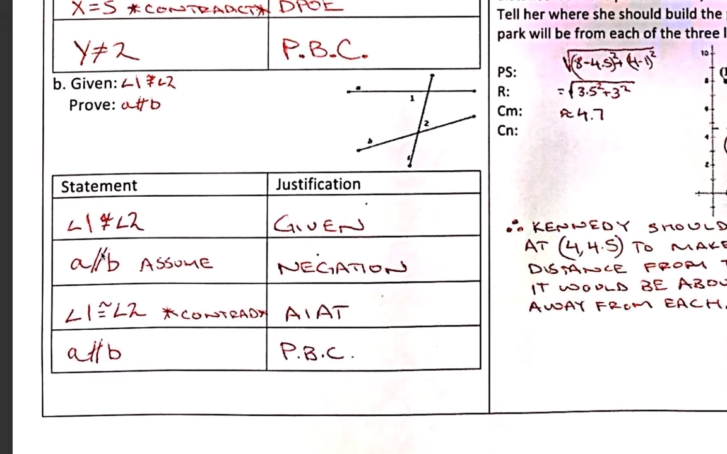Well, if A is parallel to B, then angle 1 is congruent to angle 2, because these are alternate interior angles, and alternate interior angles are congruent when you've got parallel lines cut by a transversal. This is a contradiction. You cannot be congruent to 2 and not congruent to 2 at the same time. And so the original thing must be true.